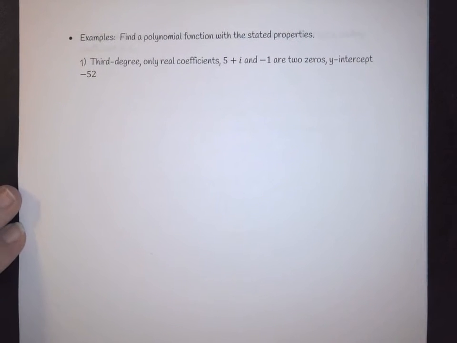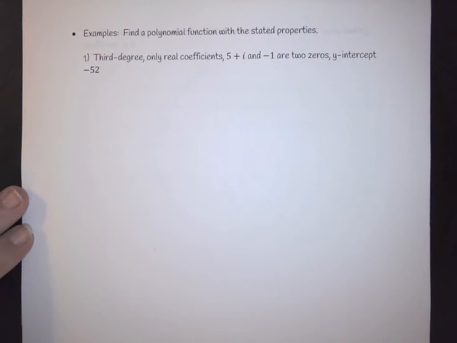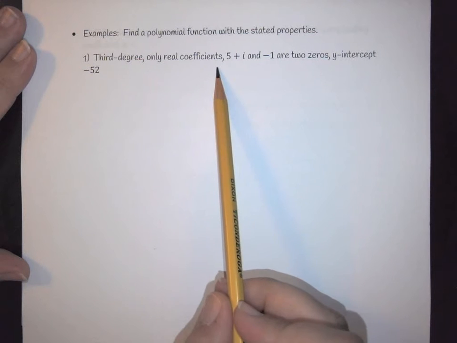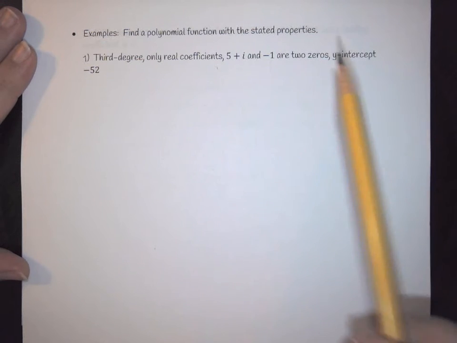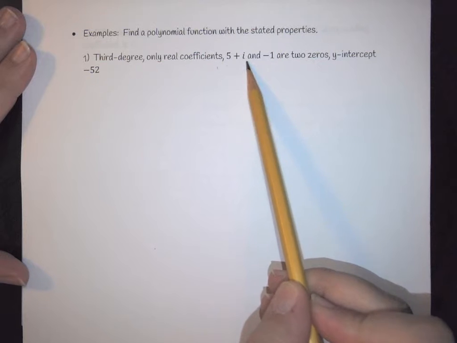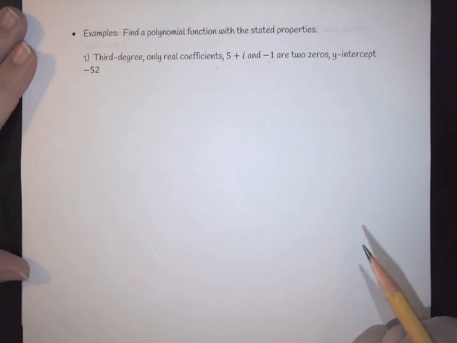So let's take a look at an example and look at one way that you could see this theorem in action. The question says to find a polynomial function with these stated properties. First, it's a third degree. It has only real coefficients. We know that 5 plus i and negative 1 are two of the zeros, and the y-intercept is negative 52.